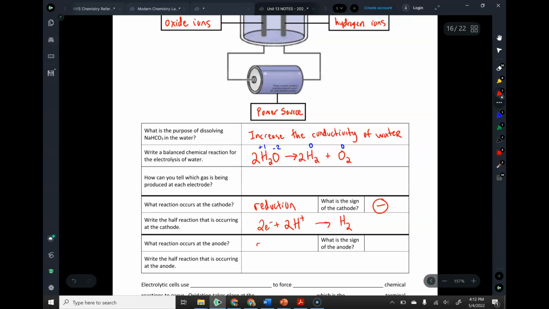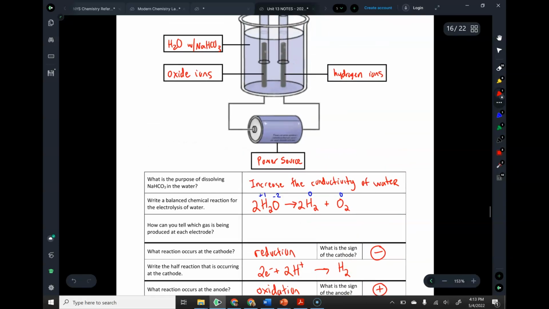At the anode, it's got to be oxidation. Again, it does not matter what type of electrochemical cell you're looking at, oxidation occurs at the anode. What is different between the electrolytic and the voltaic cells is the sign of that electrode. Oxygen is going from O2- to O2. Balance up the oxygens. Now there's 2 on each side. 2 times -2 gives me -4. So that oxidation must produce 4 electrons.